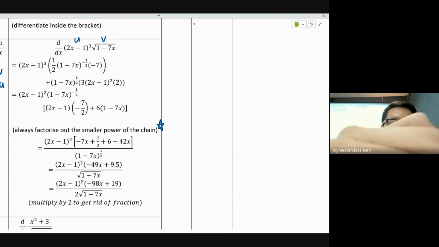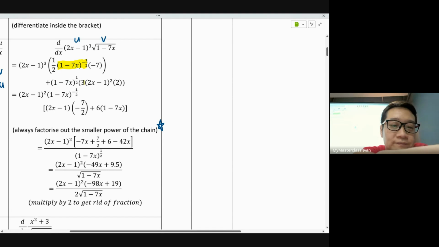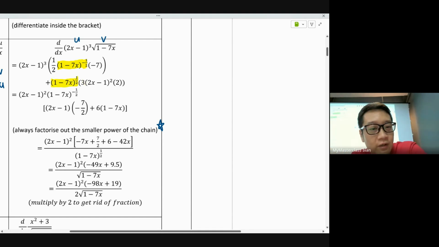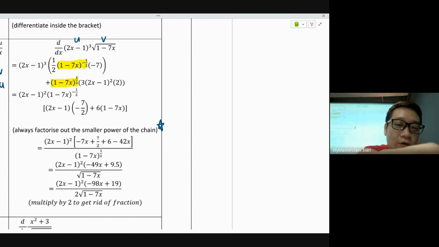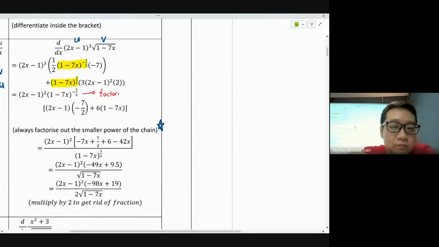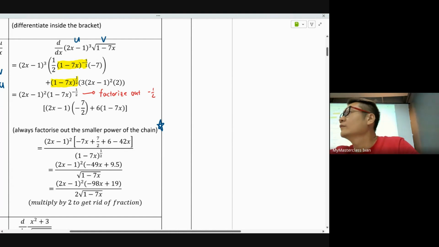What I want you to identify is, underline this. Can you see power negative half and power half? You can remember power negative half and power half. We always factorize out who? We always factorize out power negative half.